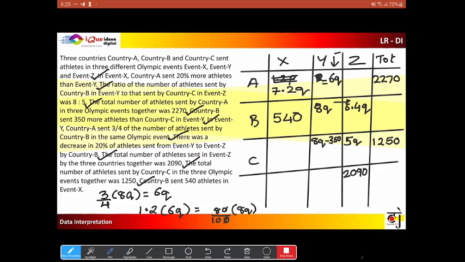Now can I do any resolution of this data further? Is there any information which we can now put in or which is missing? Think. इसके आगे मैं कैसे जाऊं? इक्वेशन कौन सा इक्वेशन बनेगा? कंट्री A इन इवेंट Z कितना? कौन सा?